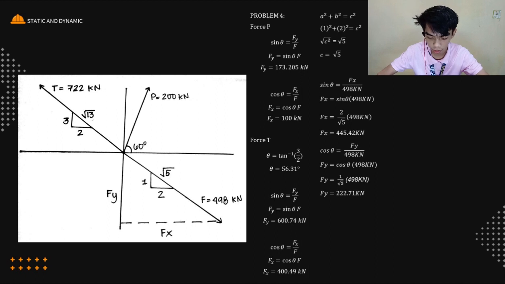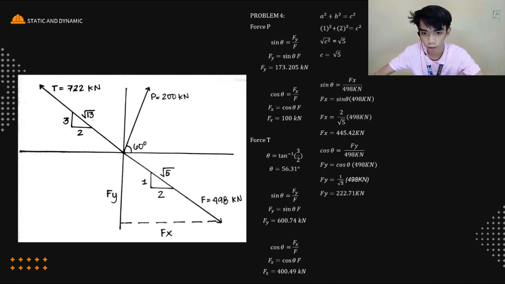So, sin 56.31 times 722 kN. The answer is 600.74 kN. The X component naman is cosine theta times T. So, the answer will be 400.49 kN.